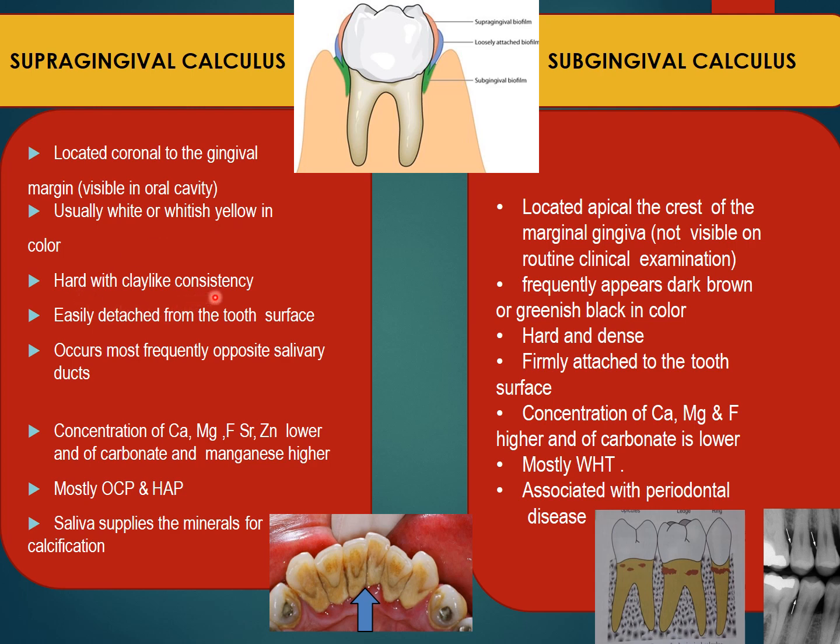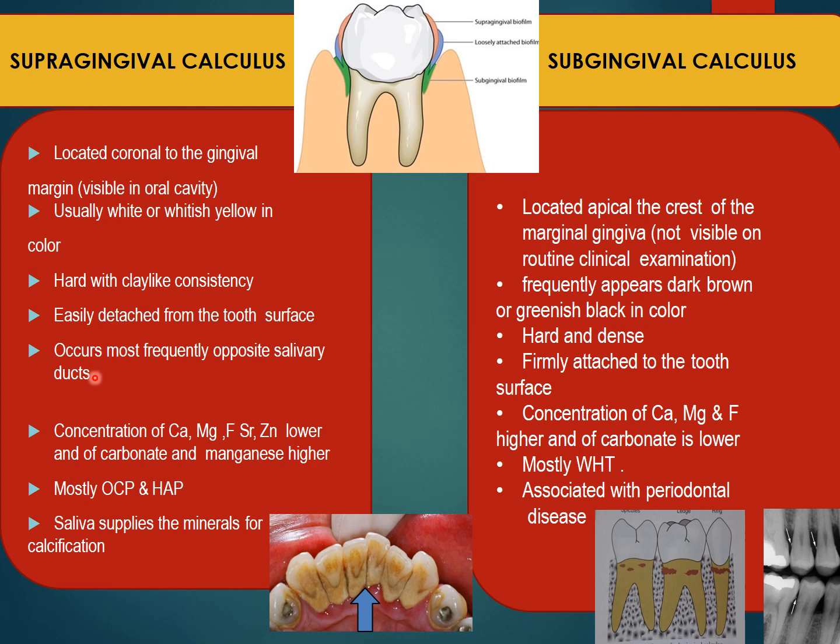The other one is hard and dense. Since it is salivary calculus and supragingival, it can be easily detached from the tooth surface. And this one, subgingival calculus, is firmly attached to the tooth surface. The main source of mineralization is GCF. Supragingival calculus usually occurs most frequently opposite to the salivary ducts, that is, we can see it on the buccal aspect of maxillary molars and also the lingual aspect of mandibular anteriors.